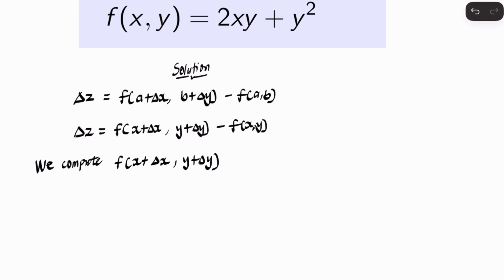To compute this, our new x is now x plus delta x, and our new y is now y plus delta y. So simply, we are going to have x now equal to x plus delta x, and y now equal to y plus delta y.